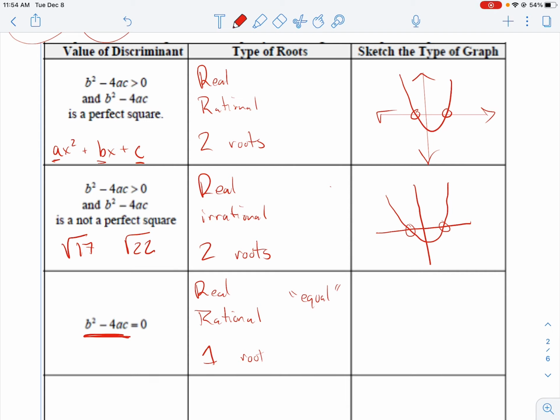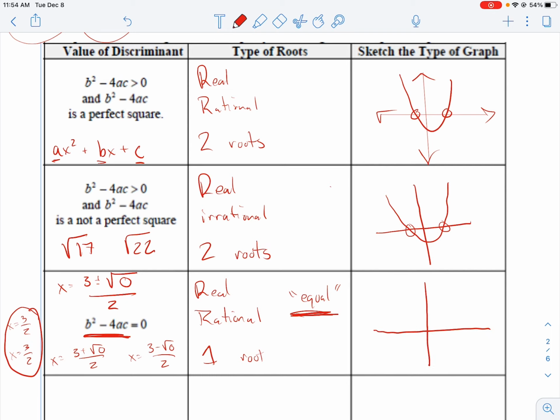And think about it. What that means is this. If we had x equal to 3 plus or minus the square root of 0, over 2, well, we would get x equal to 3 plus the square root of 0 over 2, and x equal to 3 minus the square root of 0 over 2. We're still just going to get x equal to 3 halves, x equal to 3 halves. So we're still getting two roots, but they're actually the same. 3 halves is the same as 3 halves. That's why they call them equal roots, because we're still technically getting two when we solve our quadratic, but we're only getting one intersection. And so it looks like this, where the vertex is only touching it once.